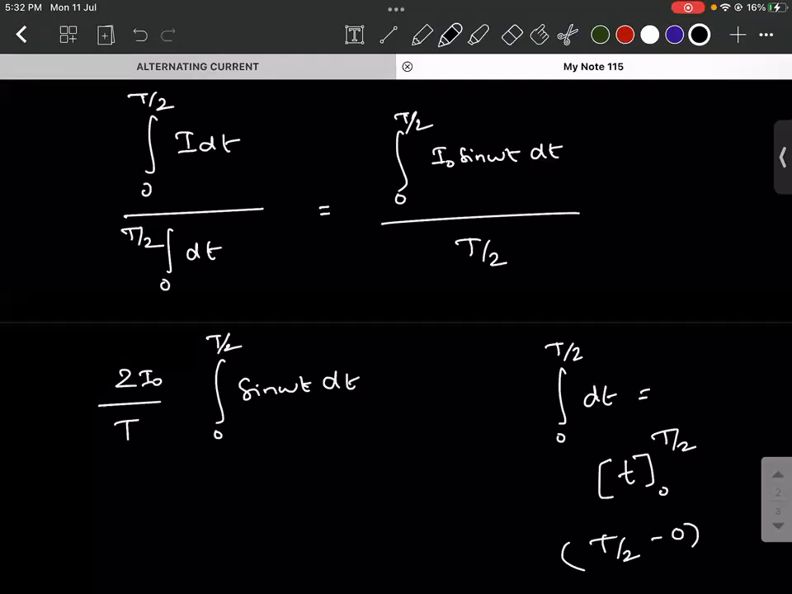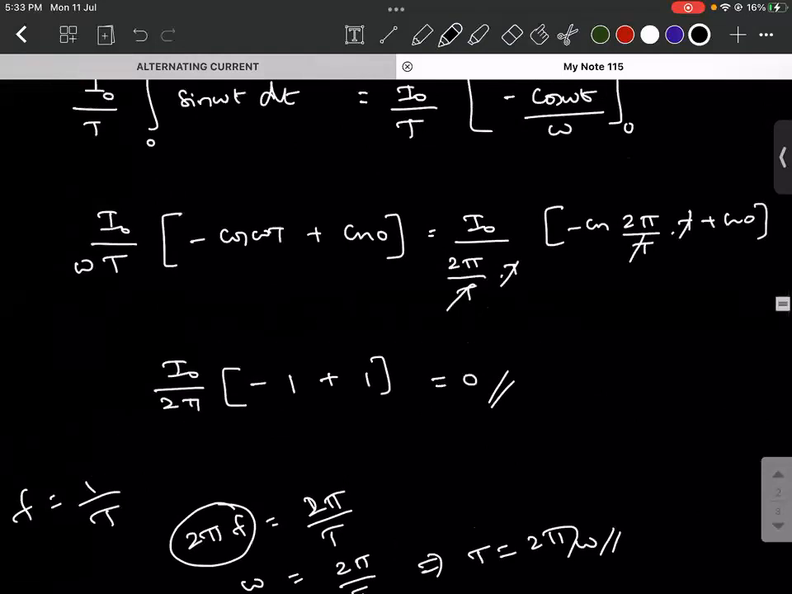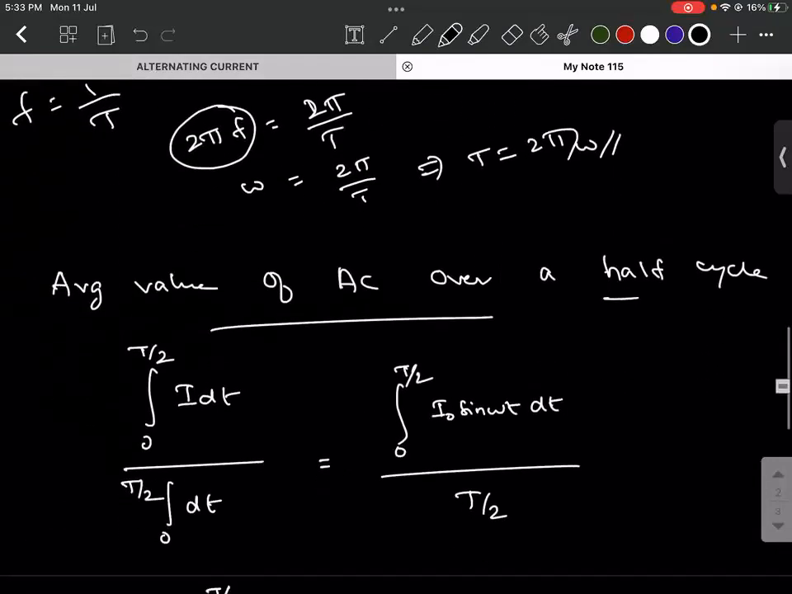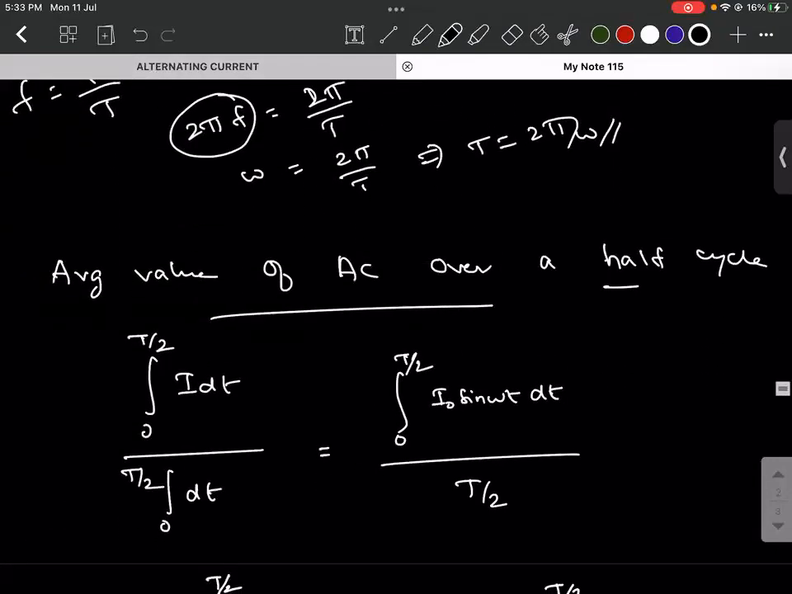What is the answer? Still breaking heads. Minus cos. After you apply the limits, minus cos. You just copy those steps. You will not get 0. I never told you that you will get 0. If you are getting 0, that is for the complete cycle. For the half cycle, you will get a non-zero value. And the non-zero value I want to know.